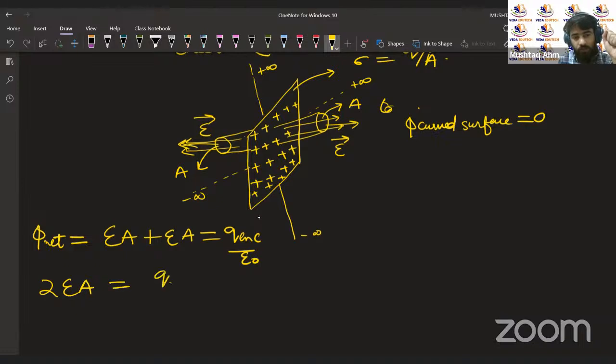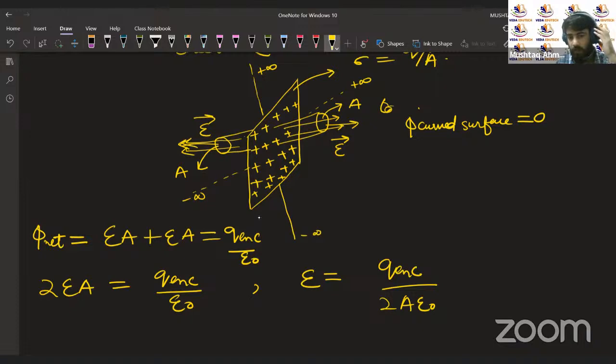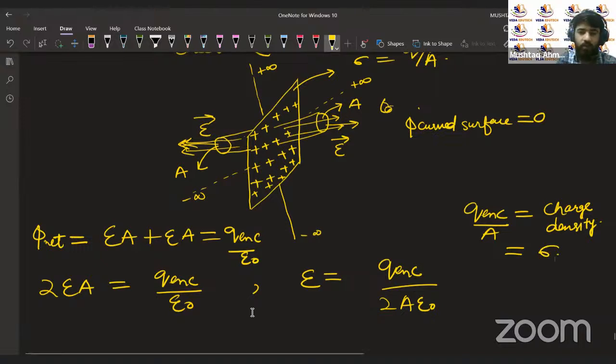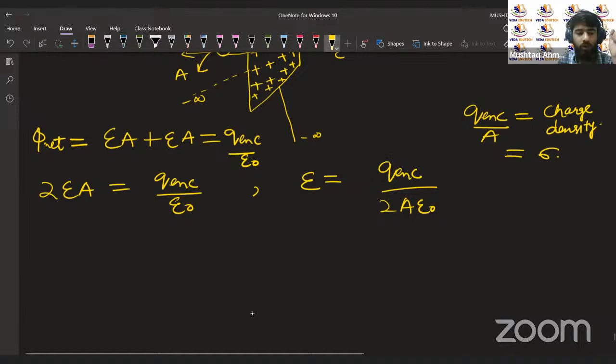That's the charge enclosed by this Gaussian cylinder. Or we can say that E is Q enclosed upon twice A epsilon naught, where A is the area of cross section of this cylindrical portion. And this charge enclosed upon A is equal to the charge density, which is uniform here, that is equal to sigma. So we can replace Q enclosed upon A by sigma.